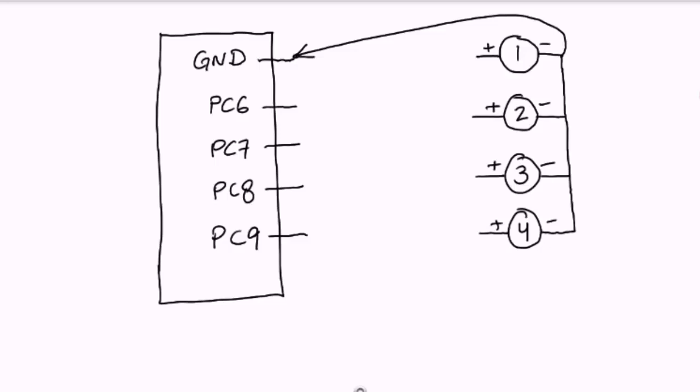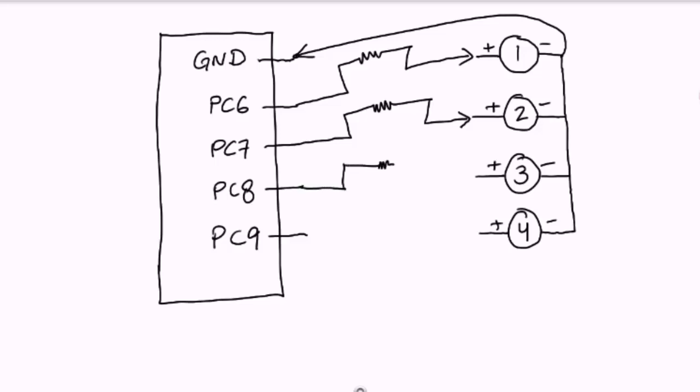So we will connect PC6 to the first LED, then connect PC7 to the second LED, then connect PC8 to the third LED, then connect PC9 to the fourth LED. And that's all. Our circuit is now complete.